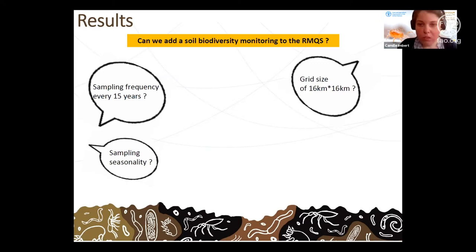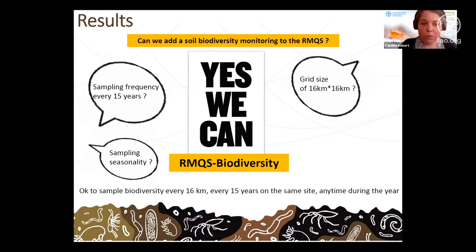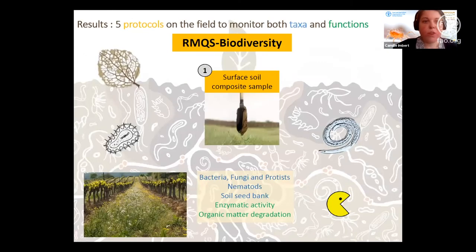According to the answers of the survey, we can say yes, we can do the RMQS biodiversity. That means sampling biodiversity every 16 kilometers, every 15 years on the same site, and anytime during the year, with the only constraint being that the soil is not too dry and not too wet. So we chose 5 protocols on the field to monitor both taxa and functions.